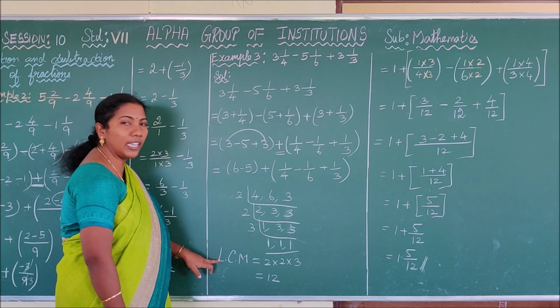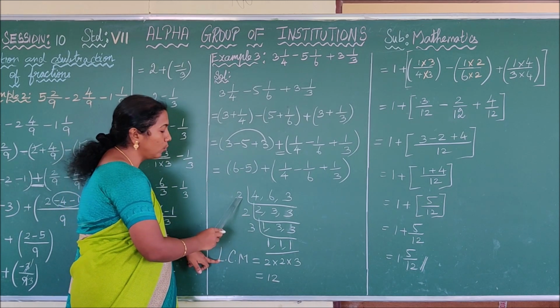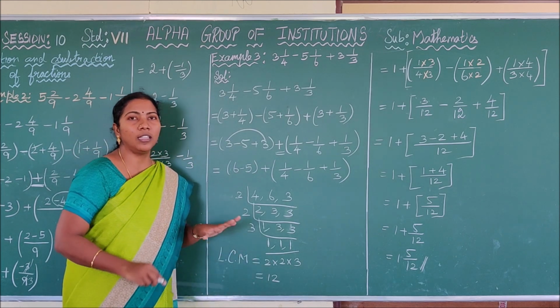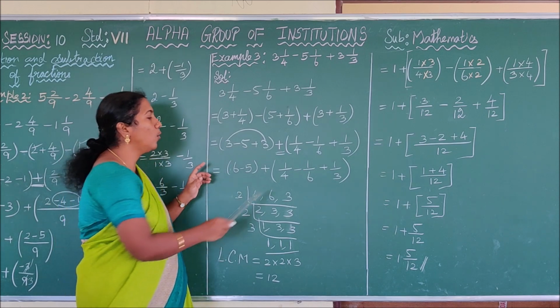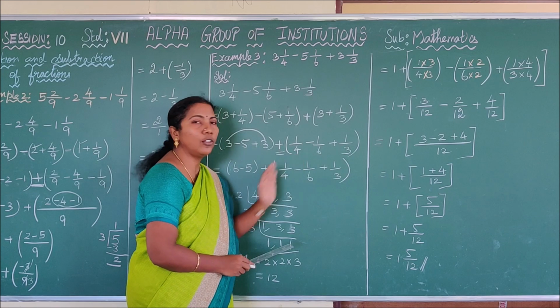Next we are going to find the LCM. How can you find the LCM? You have to multiply these divisors. 2 into 2 into 3. So 2 2s are 4, 4 3s are 12. Thus we got the LCM as 12. Now we are going to change these denominators into 12 and then we are going to evaluate this.